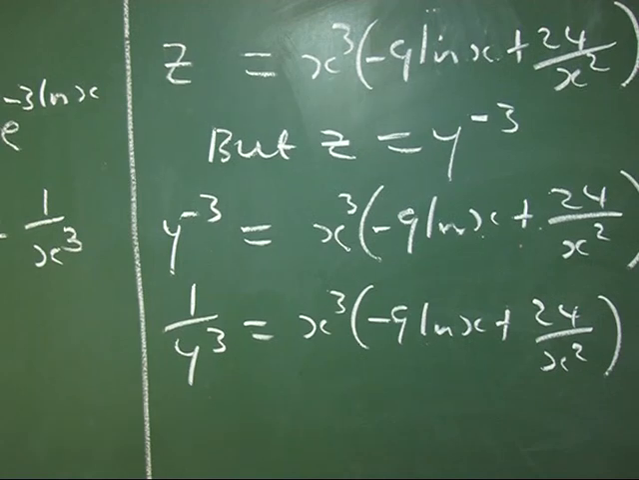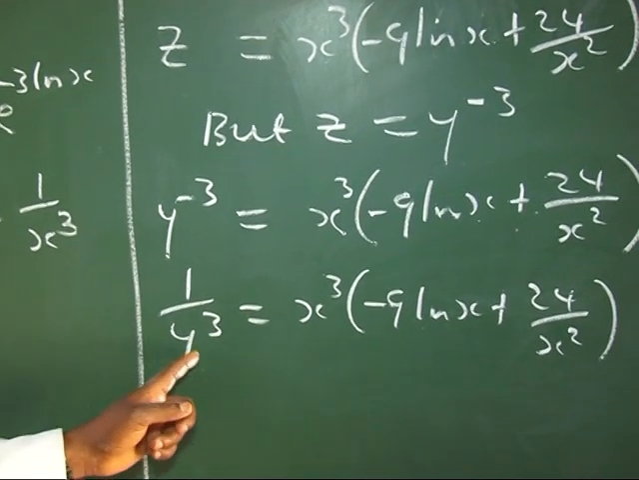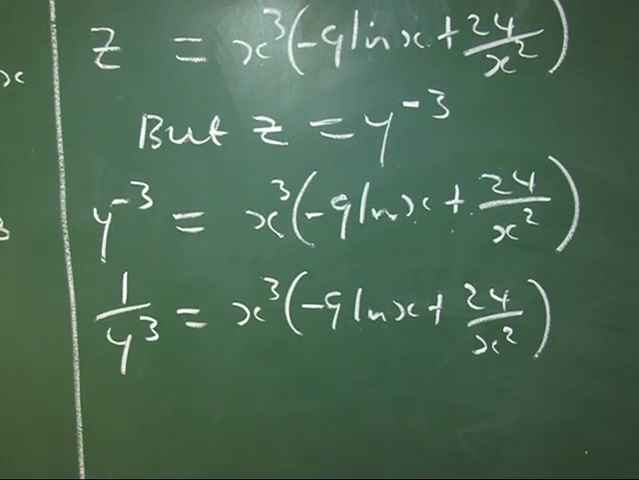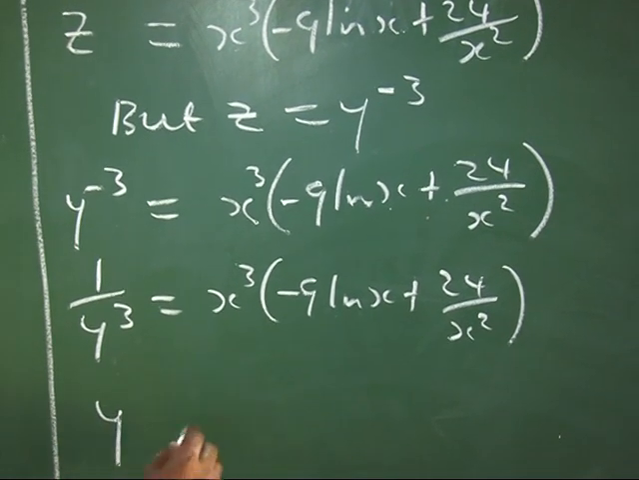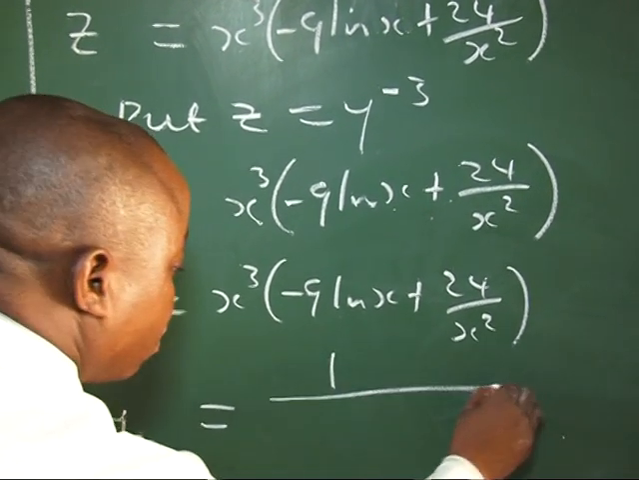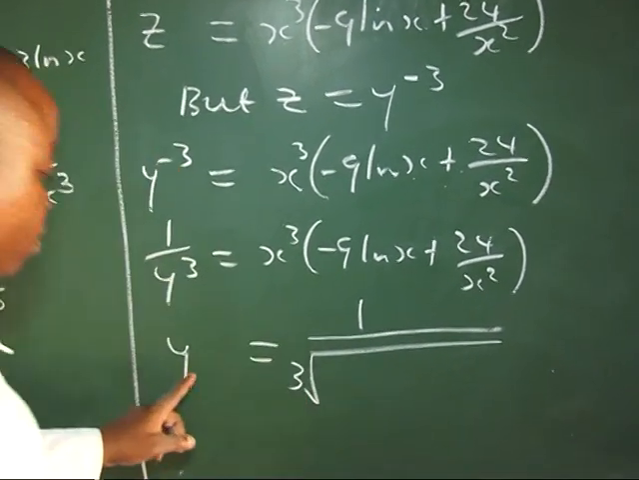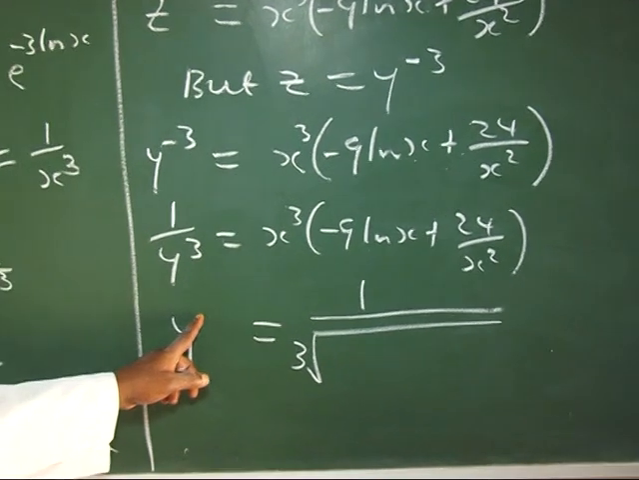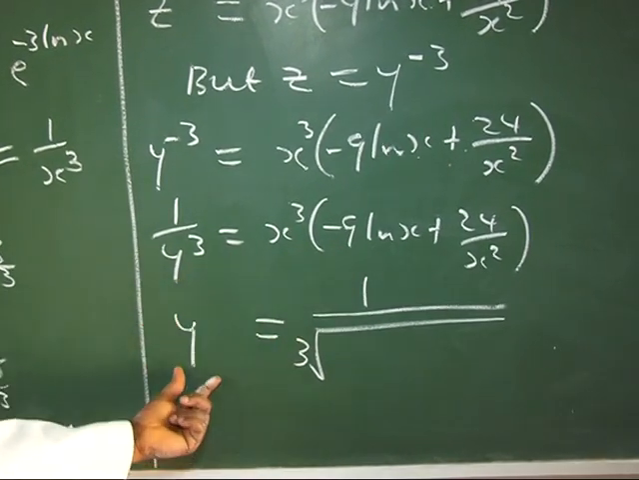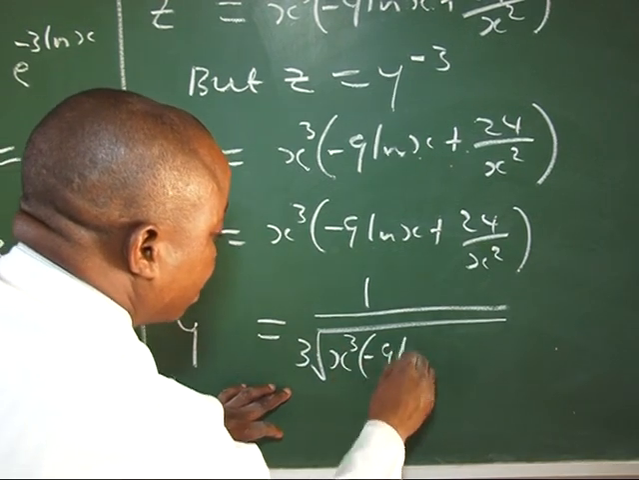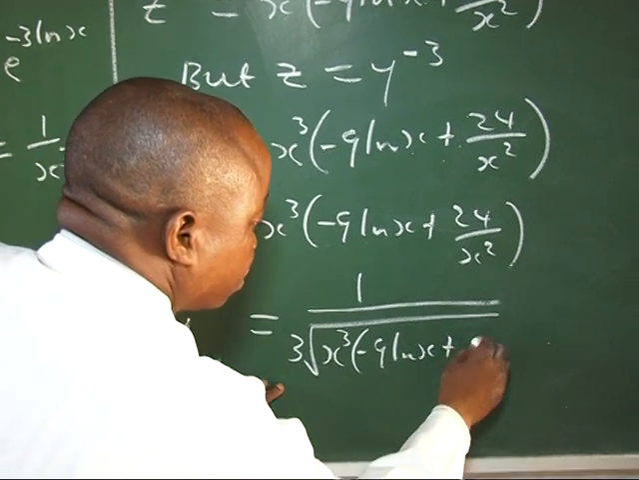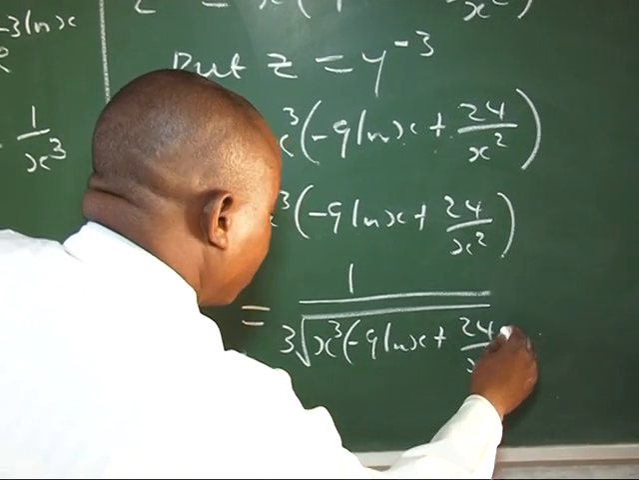Okay. Now, how do we solve this? Because we need y. And so what we do is by cross multiplying this, this will times this and this will times this. So at the end of the day, we have that y will be equal 1 all over the cube root, because y cubed is joined by this, so we make y cubed the subject of the formula. We have x cubed times minus 9 ln x plus 24 all over x squared.